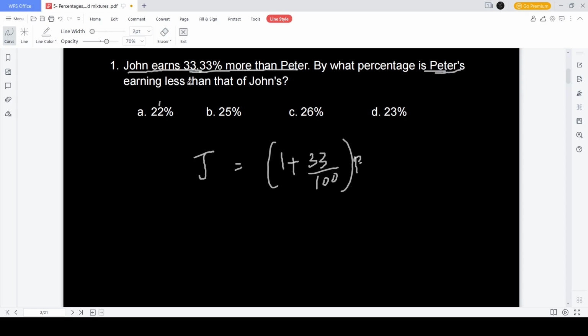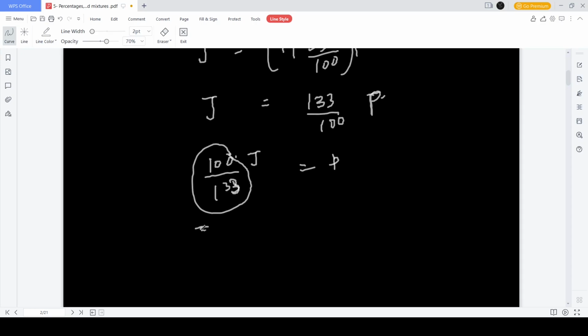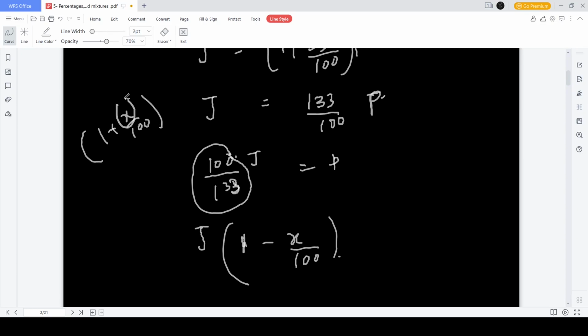By what percentage is Peter's earning less than that of John? Fine. Now we'll simplify this as 133 by 100 into Peter. Now we cross multiply: 100 into John divided by 133 is equal to Peter. Now we need to know what percent less this is, so we write it as John into 1 minus x by 100. Because we understood that if it's x percentage more, then we have 1 plus x by 100, and if it's less, it'll obviously be 1 minus x by 100. So this is equal to Peter.